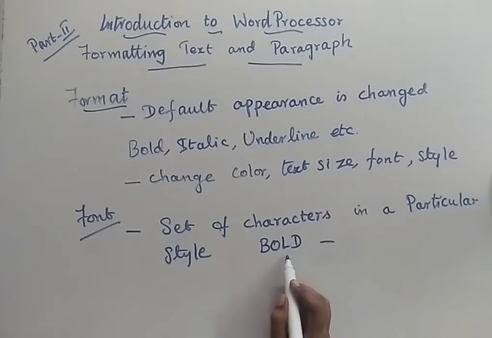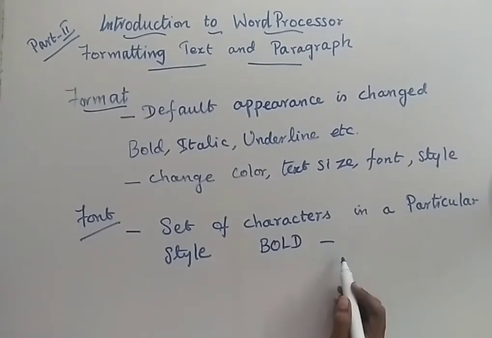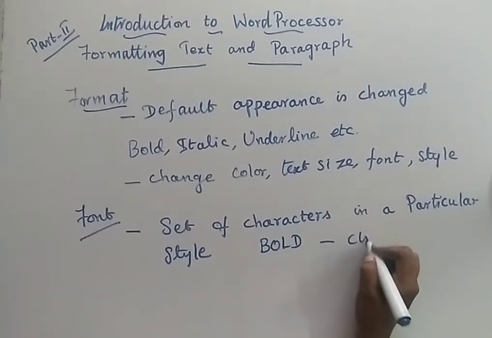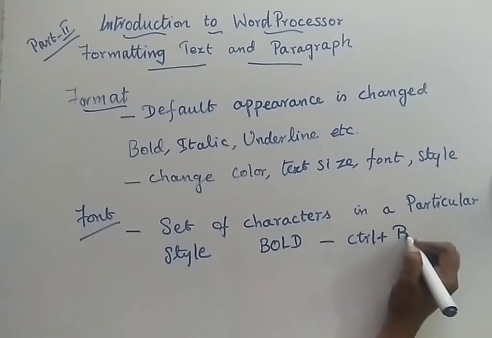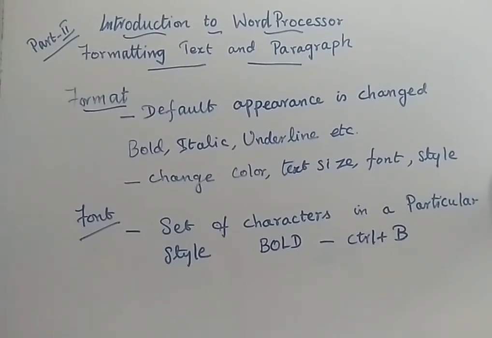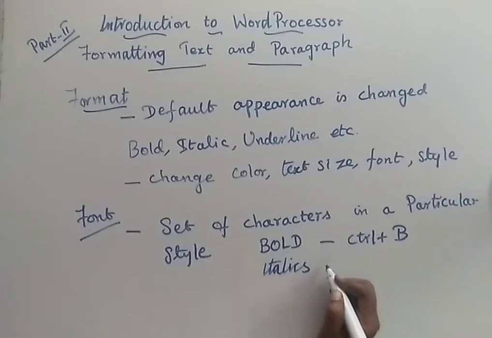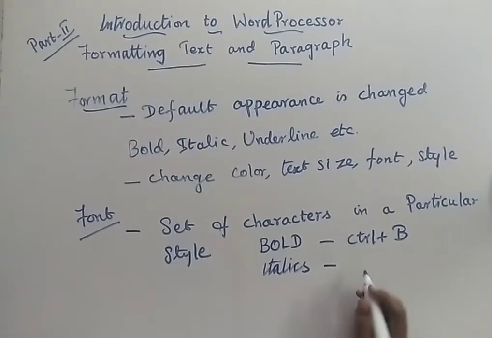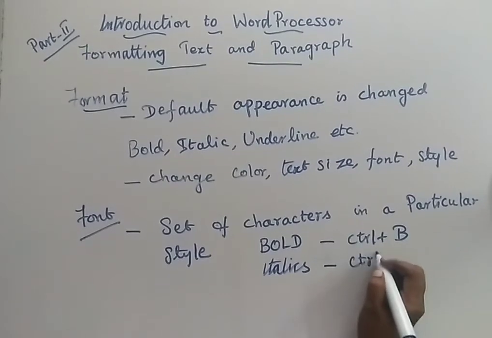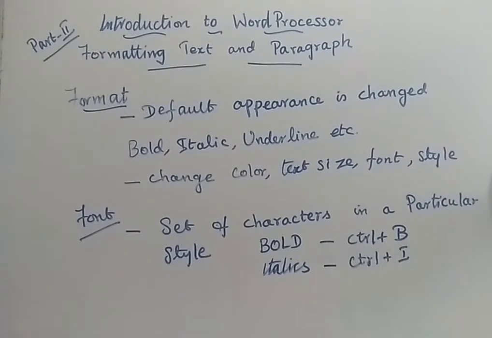So what is bold going to do? It makes the text bold. For that, what is the shortcut key? Yes, Control plus B. Next we can see italics. While I am writing itself, I am doing it in an italic way. So it is italics. For that, what is the shortcut key? Yes, it is Control plus I.